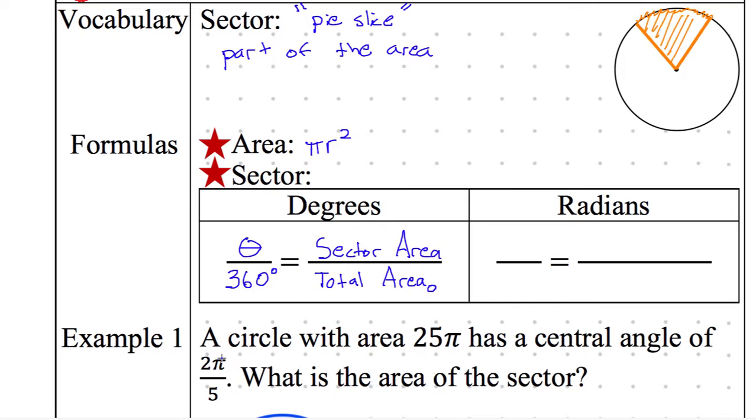No one wants to give it a shot? Go for it, Ellery. Theta over 2 pi. So far, so good? There it is. Sector area. I can't spell. Sector area divided by total area.